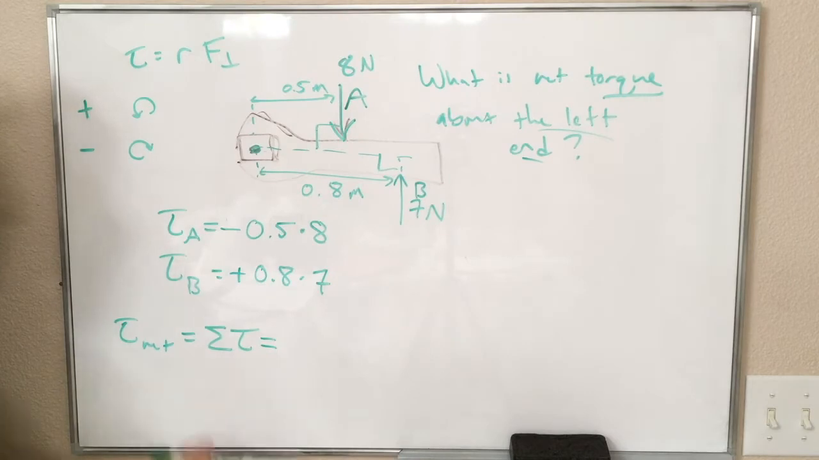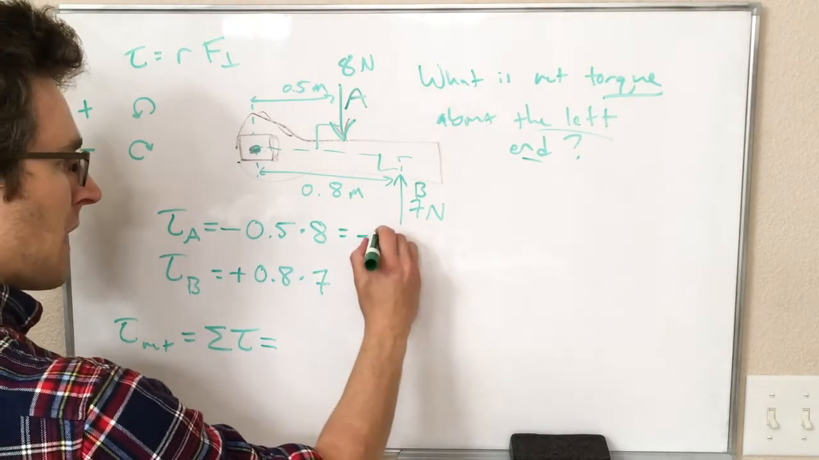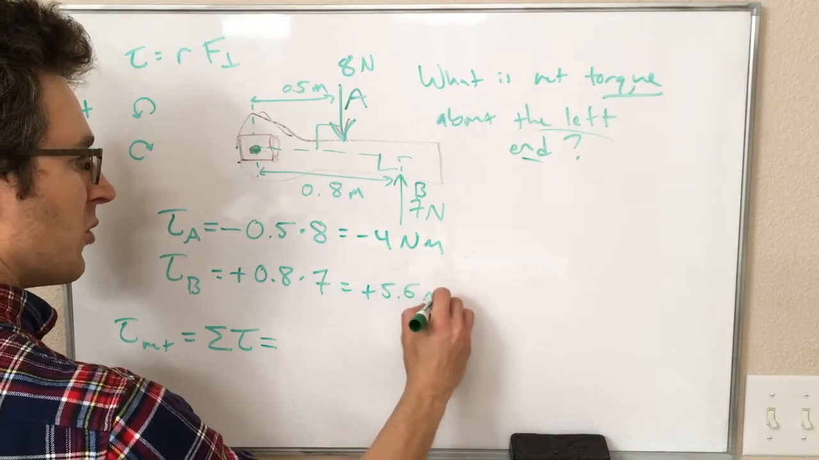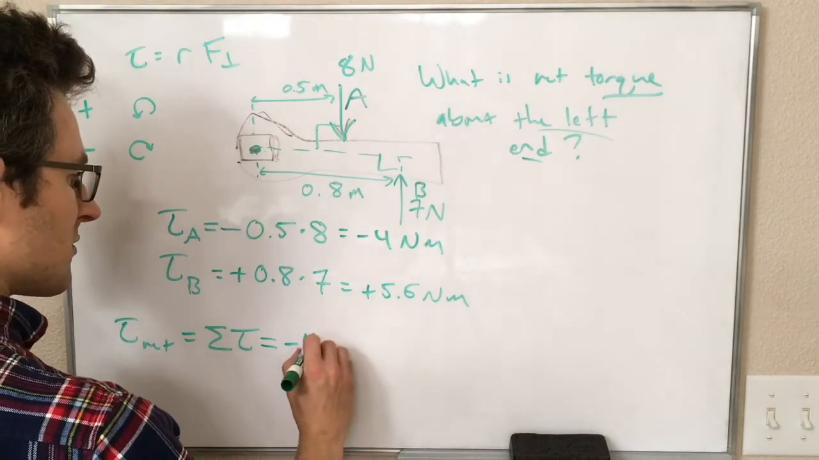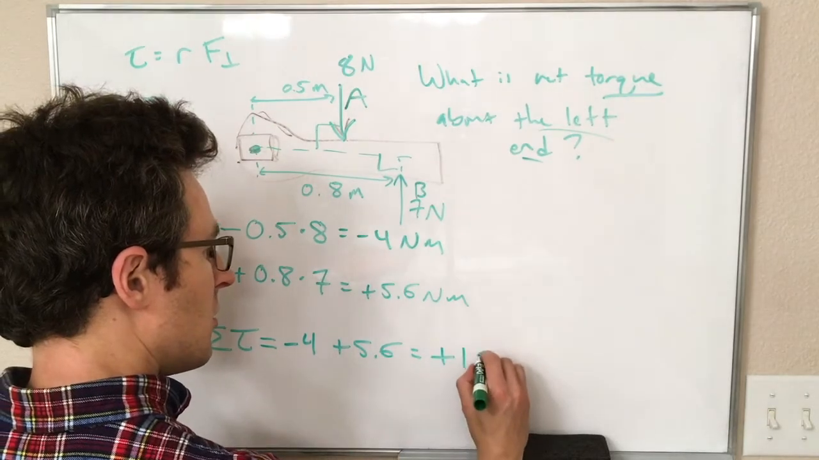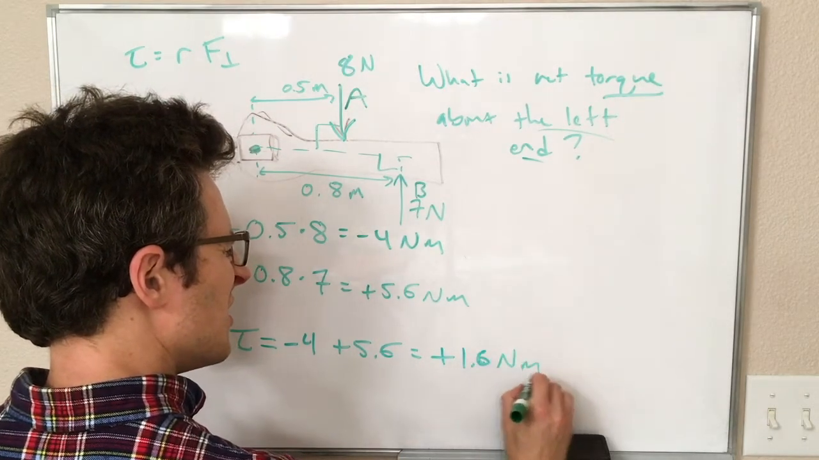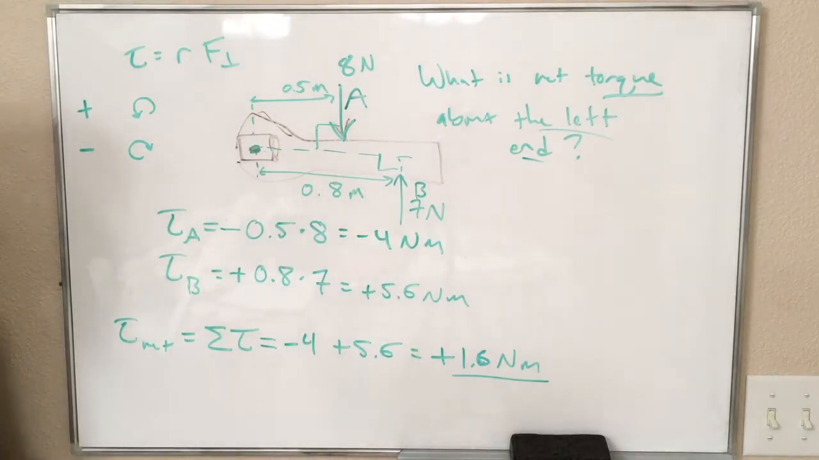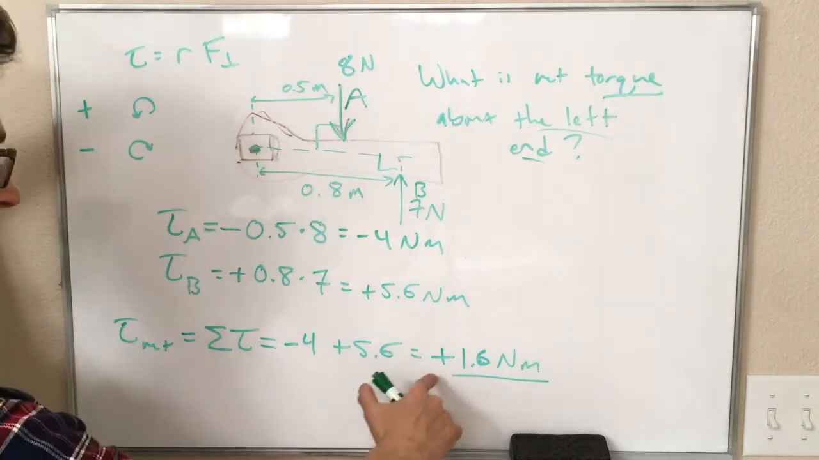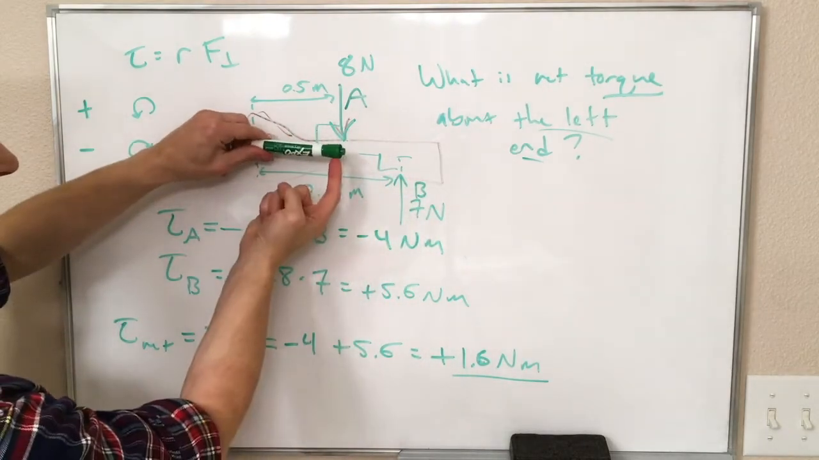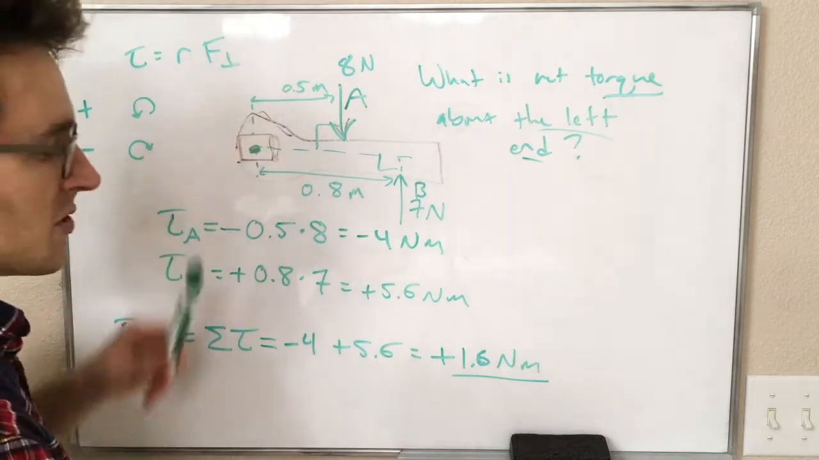Okay, so adding these up, we have torque A, which is minus 4 newton meters, and torque B, which is plus 5.6 newton meters. So we have minus 4 plus 5.6, which gives us plus 1.6 newton meters of torque. This also tells us which one of these two is going to win, right? We have torque A and torque B, and the net torque is in the counterclockwise direction. So given these two torques, our wrench is going to rotate counterclockwise from this positive torque.